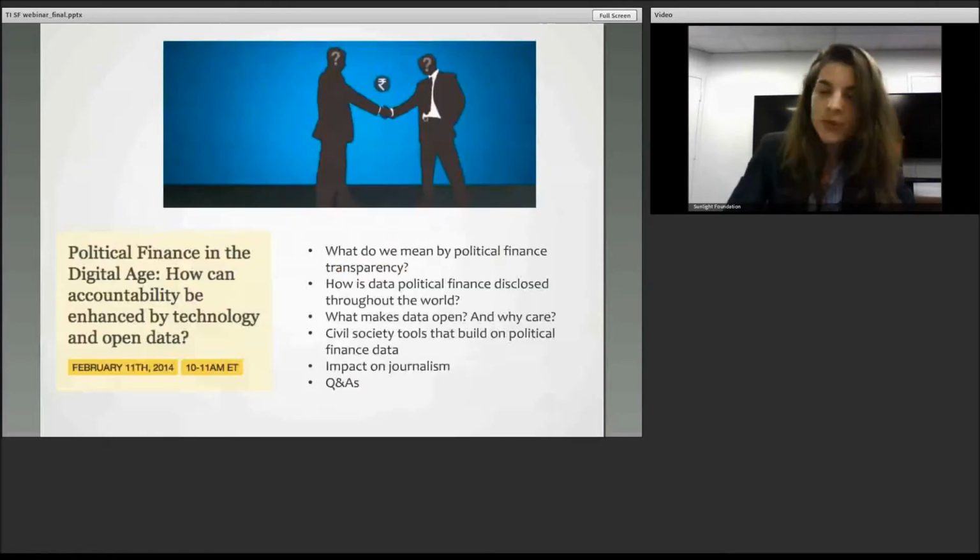So today we're going to talk about the different types of political finance data that is available, and in most cases it isn't available, how this data is disclosed and published in different countries and jurisdictions, and what we mean by open data, why openness matters.